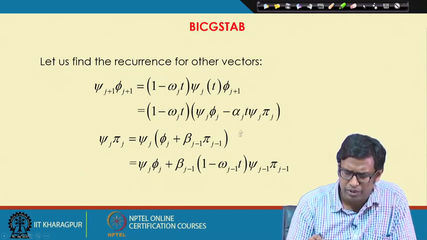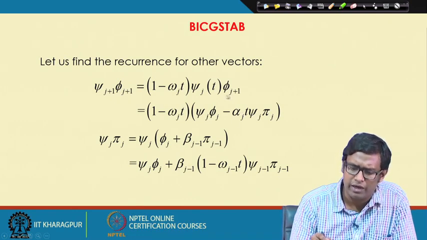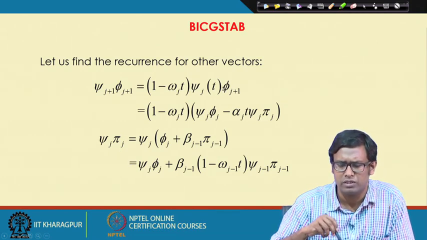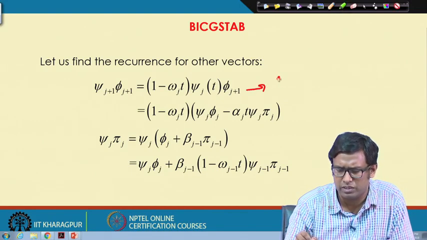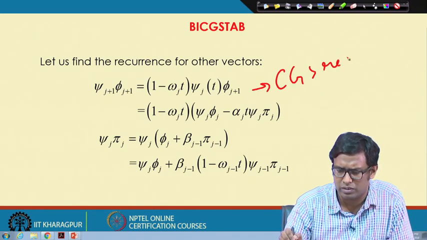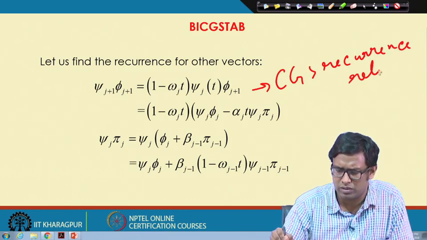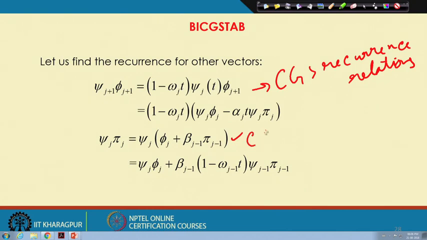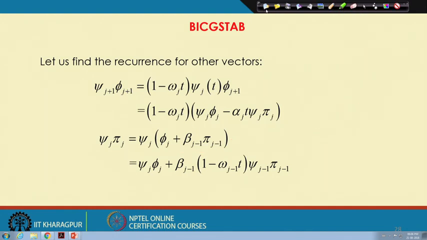All the recurrence relations now contain, along with alpha, phi j plus 1 and pi j. These recurrence relations are the same as the recurrence relations used in the CGS method. So here we are using the same CGS, conjugate gradient squared, recurrence relations. You can check the recurrence relations we have discussed for the CGS method. So the recurrence relations we have developed for CGS we are using for pi j and phi j plus 1, and we get a recurrence relation for psi j plus 1, phi j plus 1 and psi j, phi j.